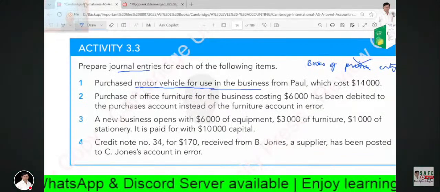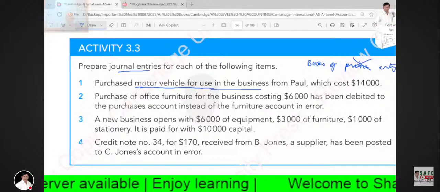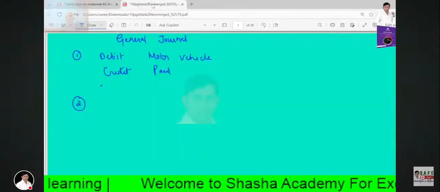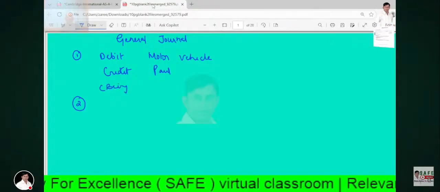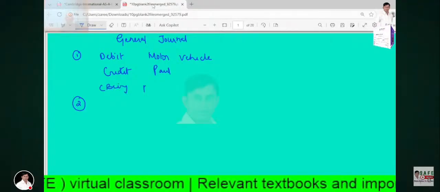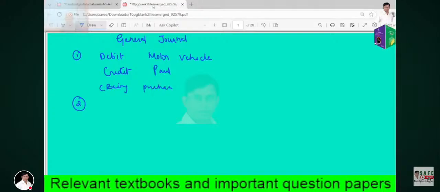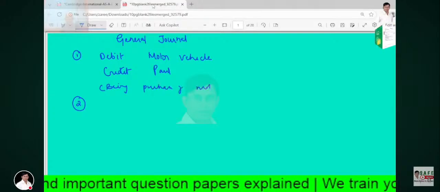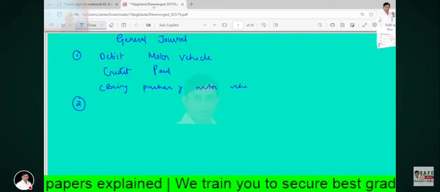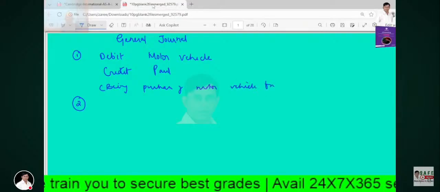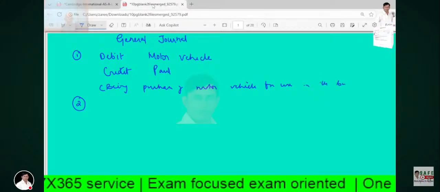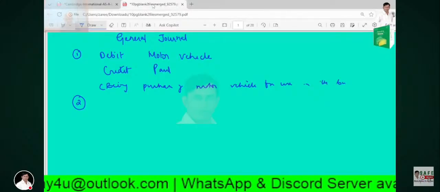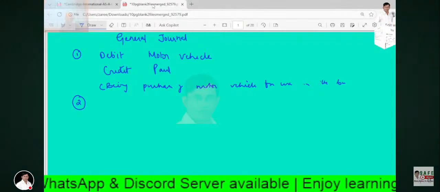So they have not mentioned about narratives. So if you want, you can write the narrative. Then purchase of motor vehicle for use in the business. Okay. Next.